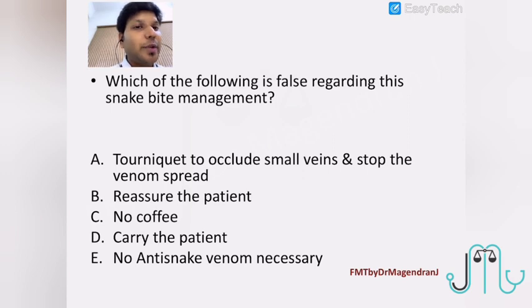Tourniquet to occlude small veins and stop the venom spread. Remember, there should not be any usage of tourniquet. This is basically false. We should never use a tourniquet. We can use a bandage, we have seen earlier. Reassure the patient. Yes, we have to reassure the patient. Should not give any coffee or alcohol.